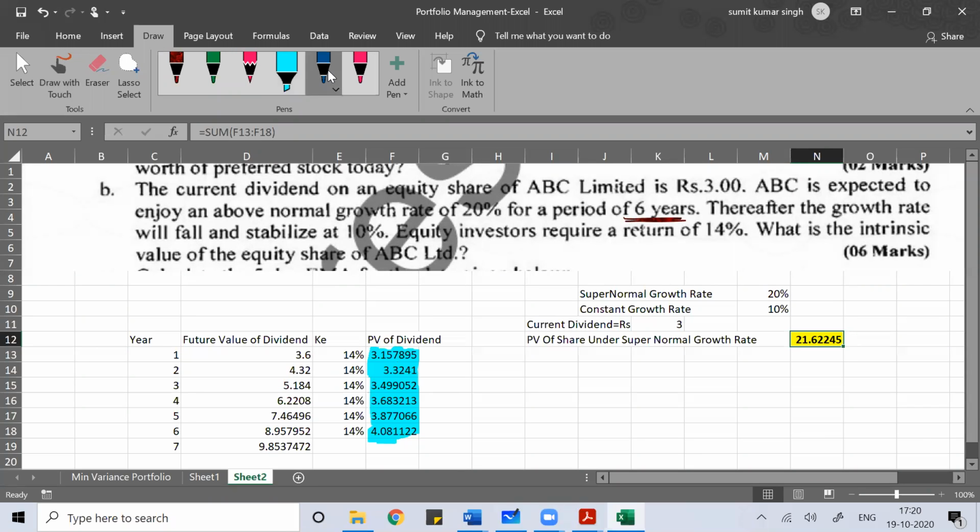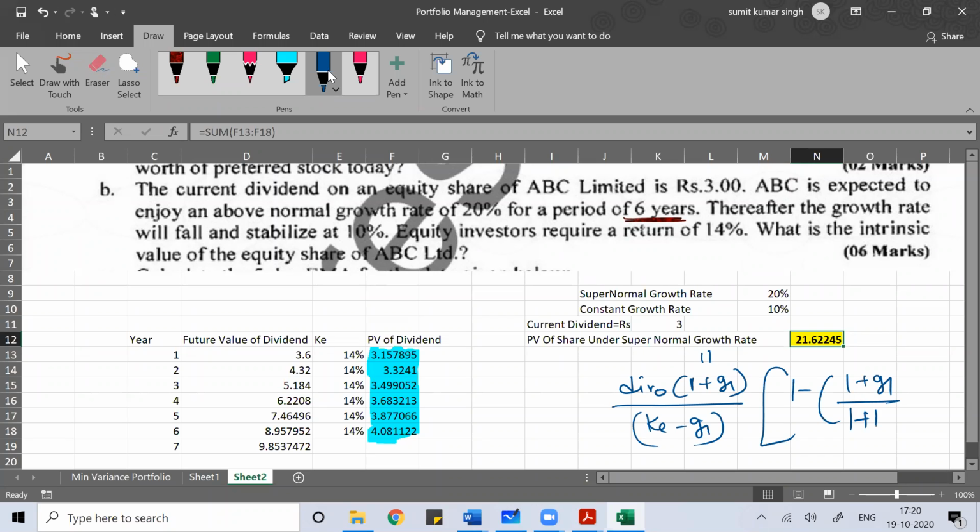So either you do it like this, or you apply the formula: Div0 (1 plus g1) divided by (ke minus g1) into (1 minus ((1 plus g1) by (1 plus ke)) to the power n). Both will give you the same answer.